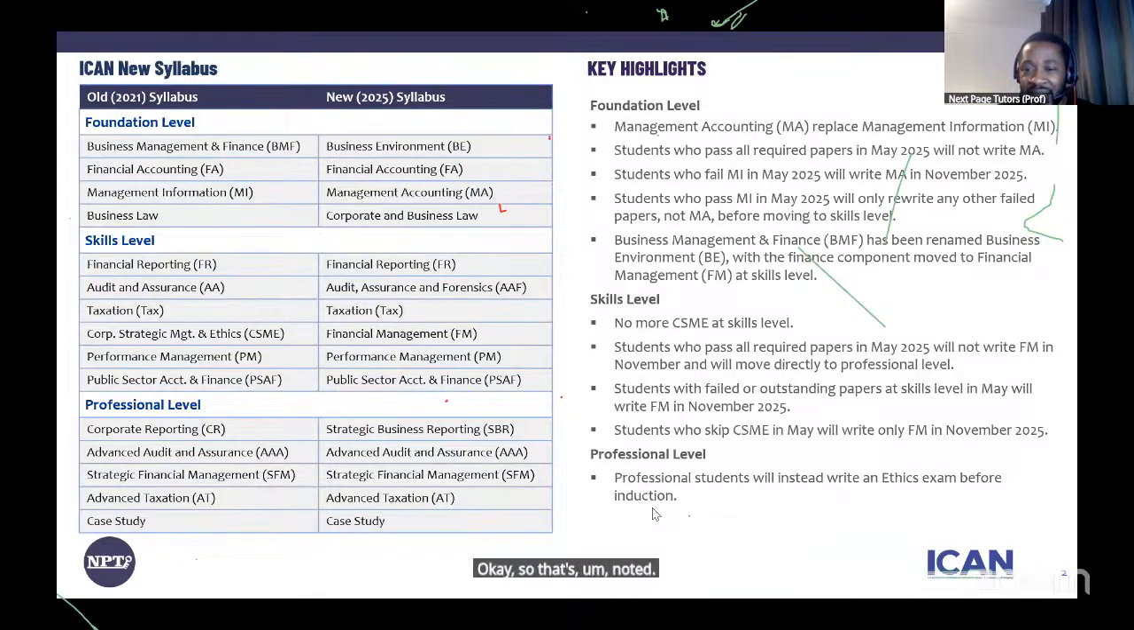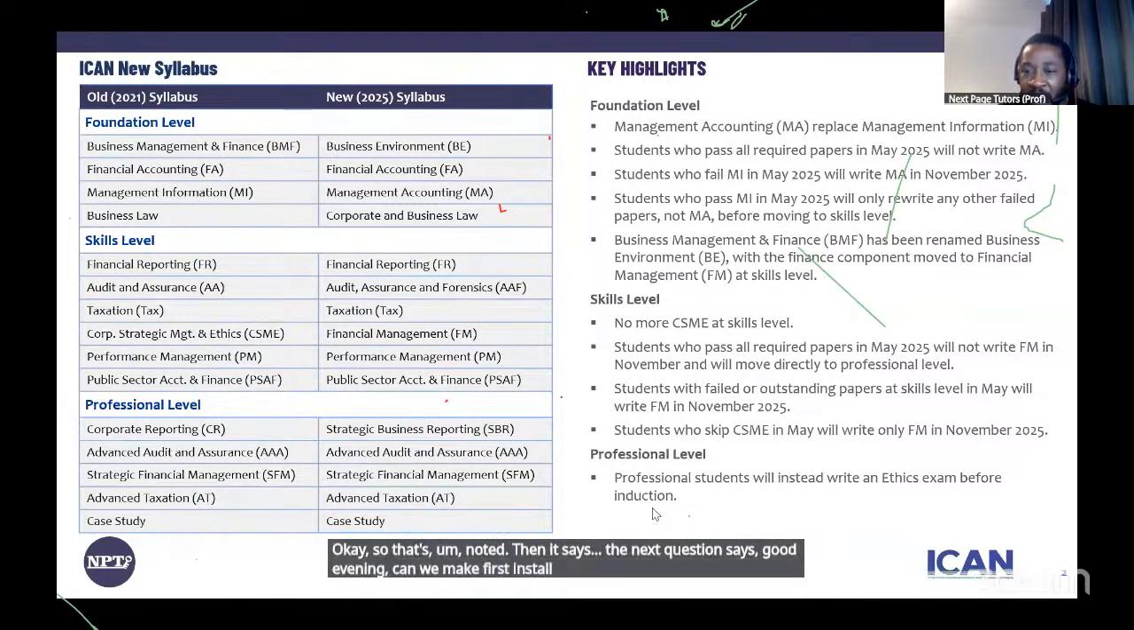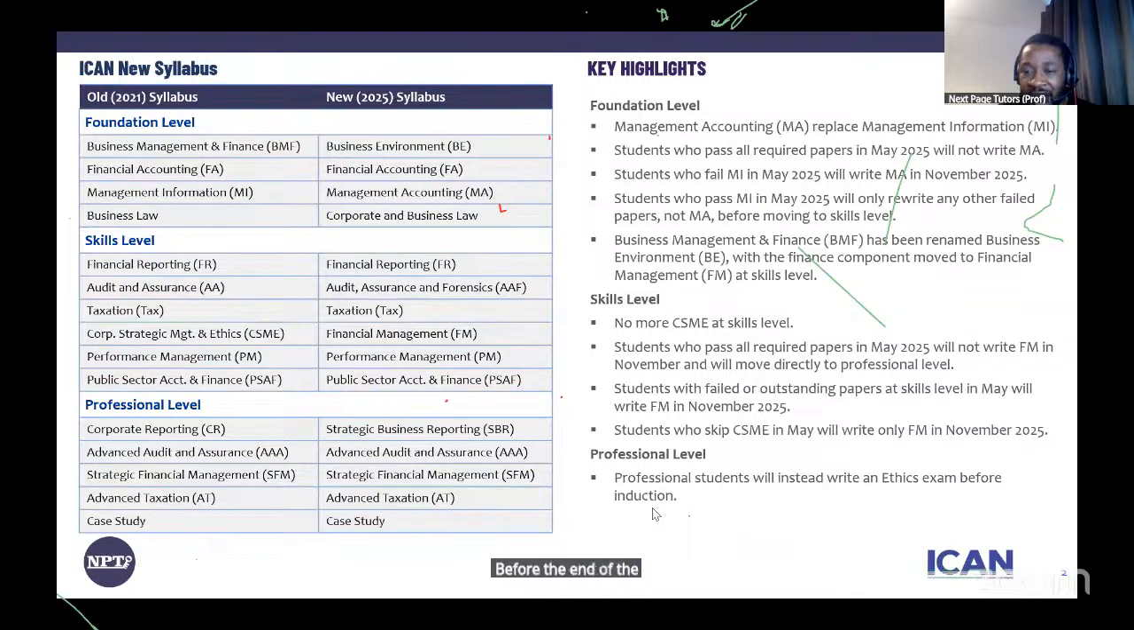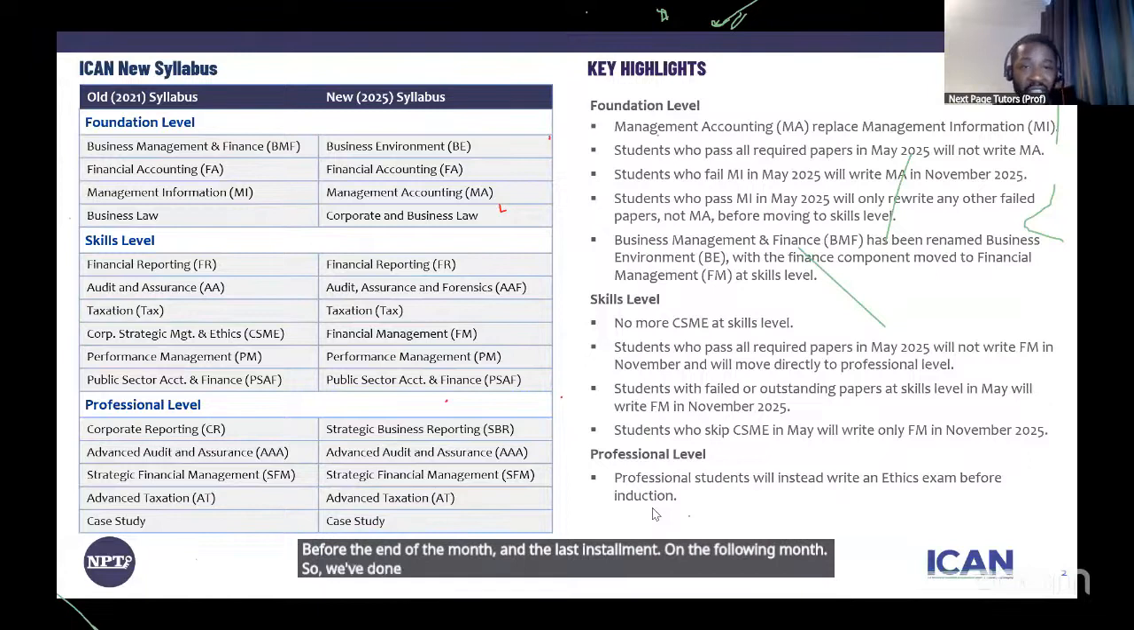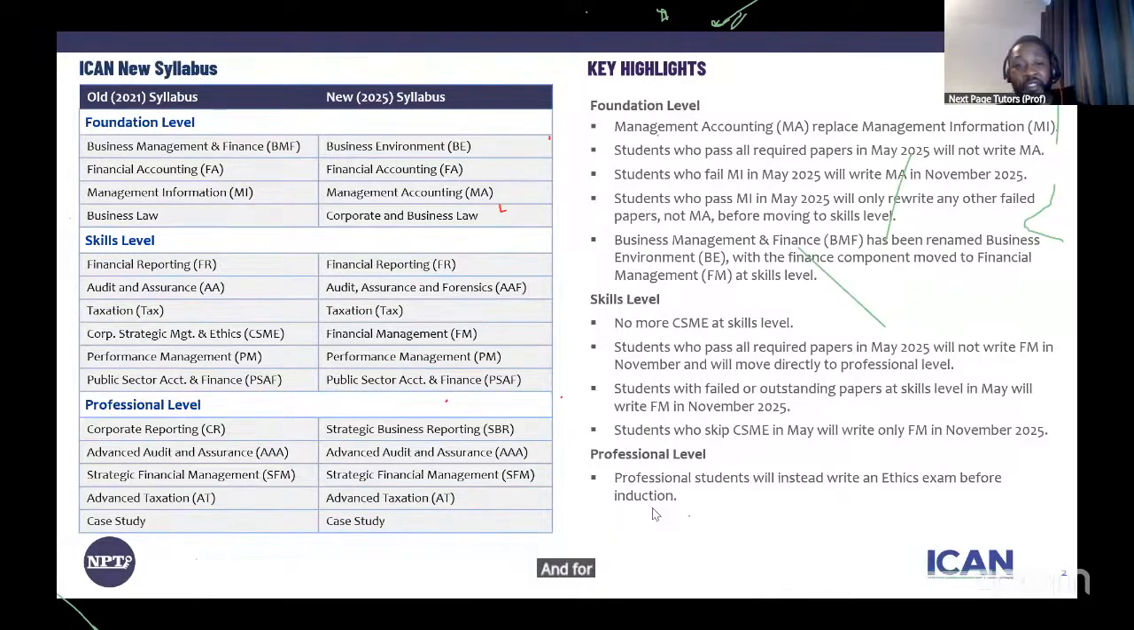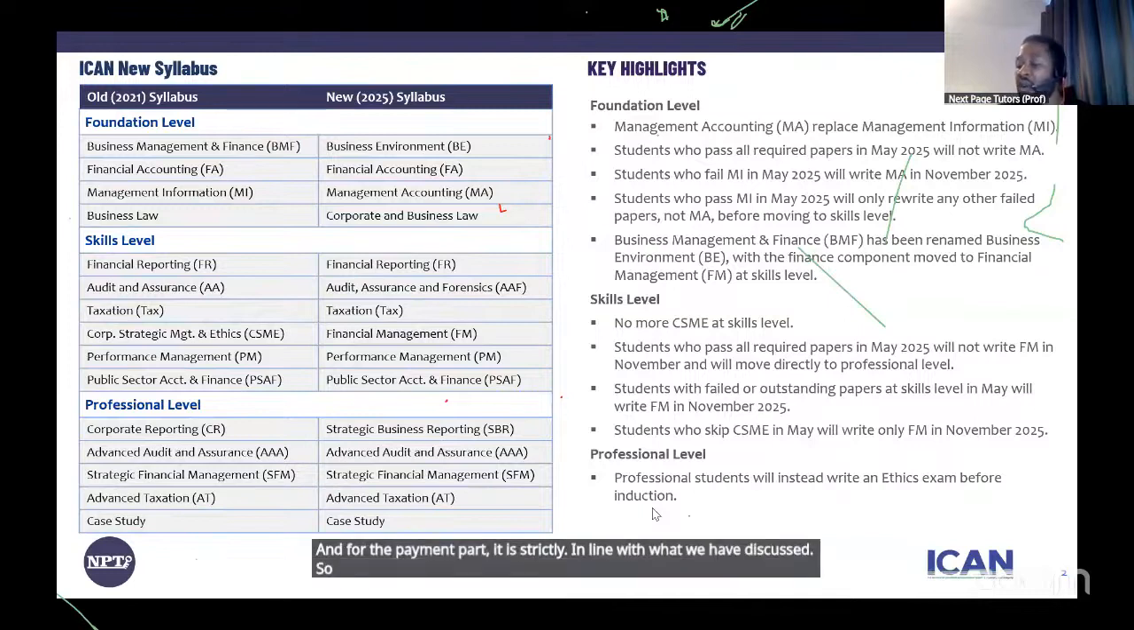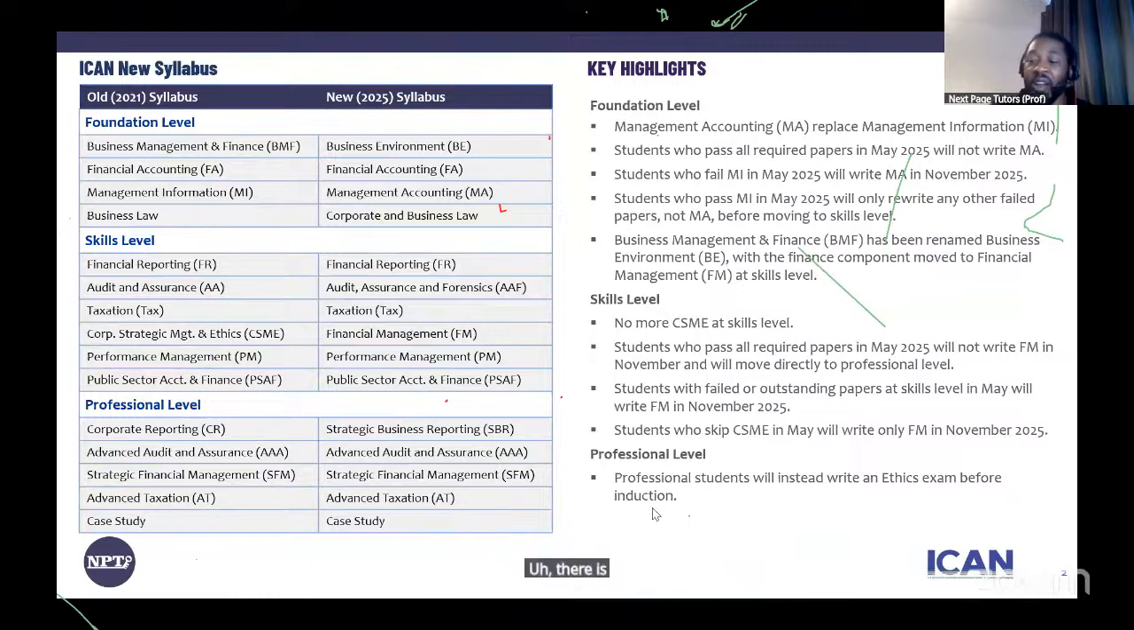Then the next question says, "Good evening. Can we make the first installment payment before the end of the month and the last installment on the following month?" So we've done an orientation session, and the payment part is strictly in line with what we have discussed. So there is no schedule for individual timeline. We work with a general timeline because of dealing with the numbers and all.